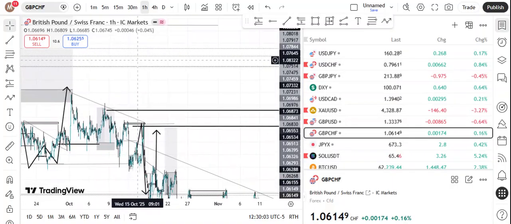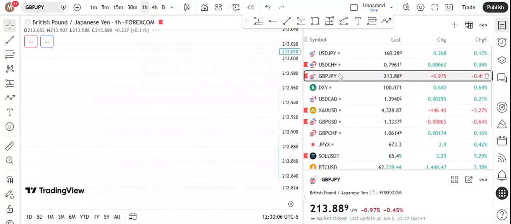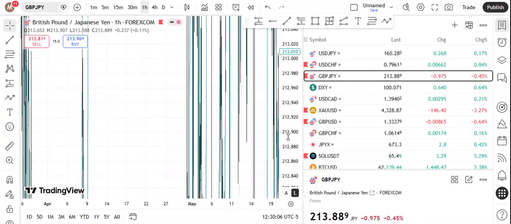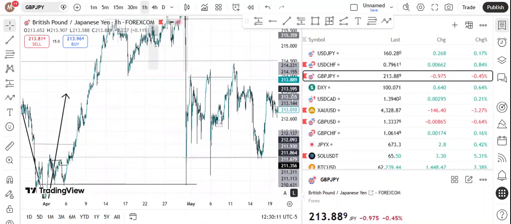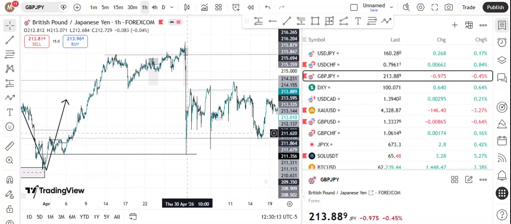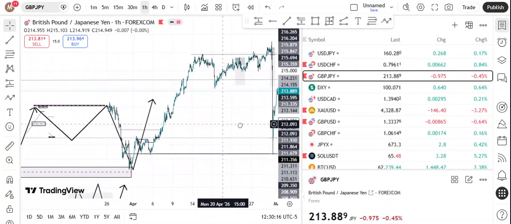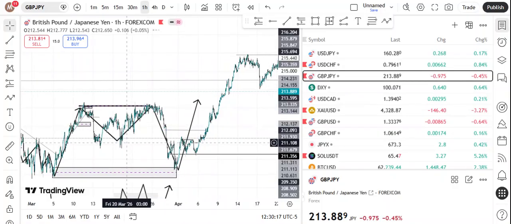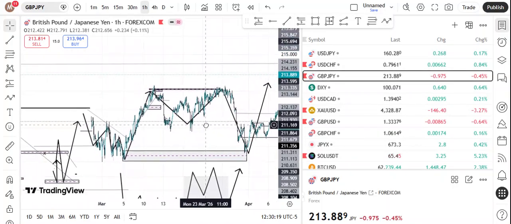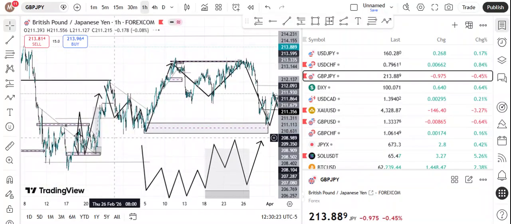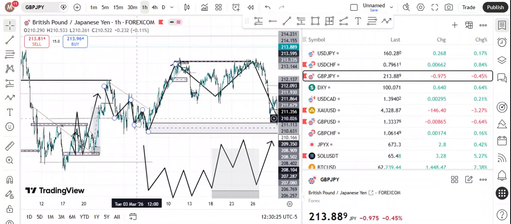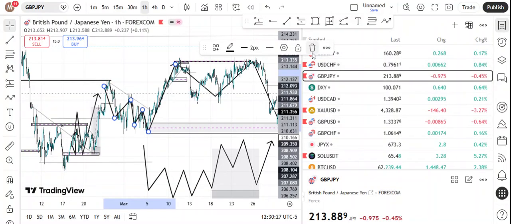So that's it. GBPUSD, let's see if we can get the same trade. All right, yeah, we are about to. So this is it again. As you can see, this is another example of it. Let me delete this.